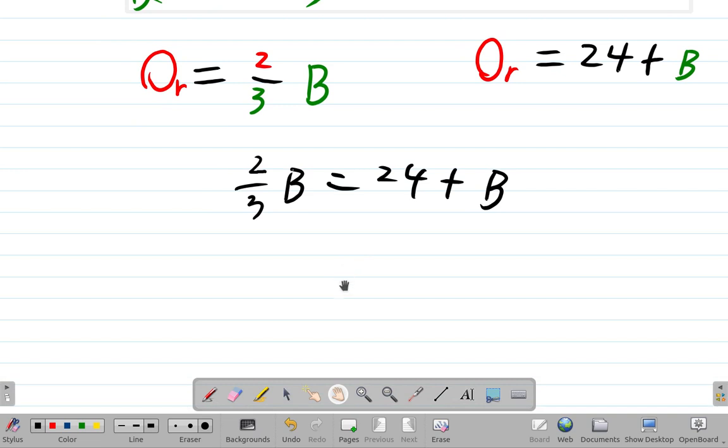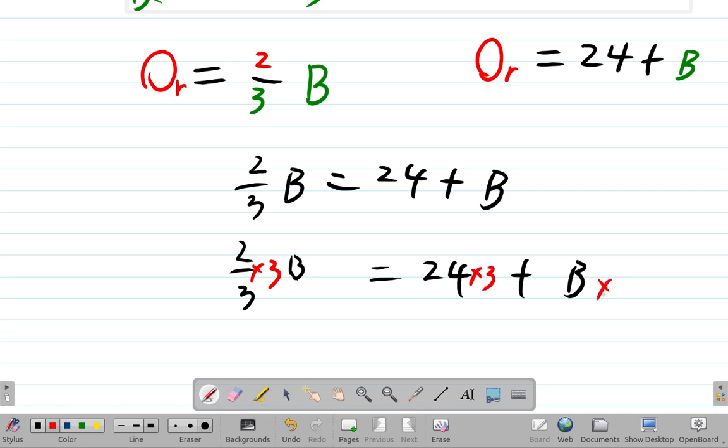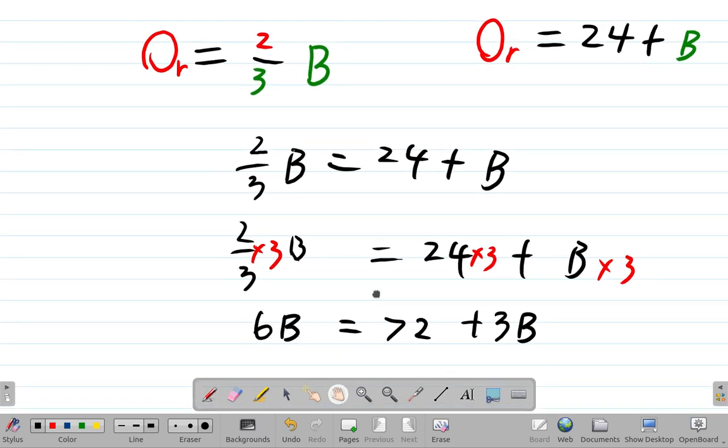What we can do, we have different ways of working this out now. We have a fraction here, 2/3. Suppose we multiply everything by 3. If we multiply everything by 3, the 24 would be times 3, and the b times 3. You see that? I want to make everything flat, no fractions. So 2 times 3, 6 banana is equal to 24 times 3, which is what? 72 plus 3b. You see that?